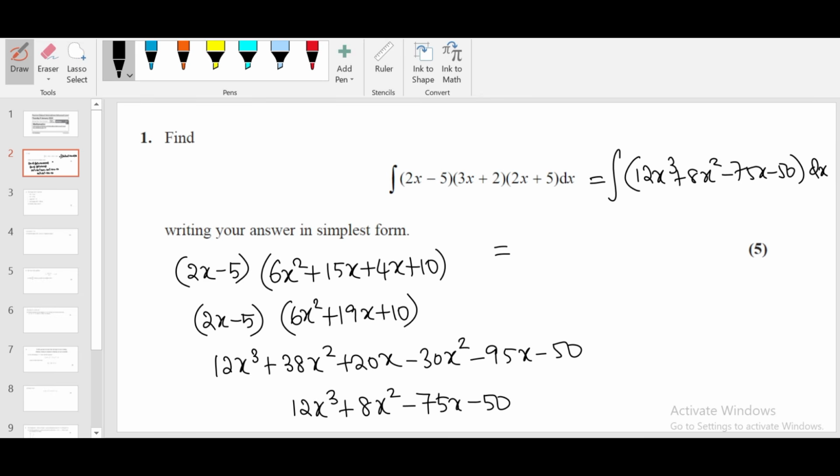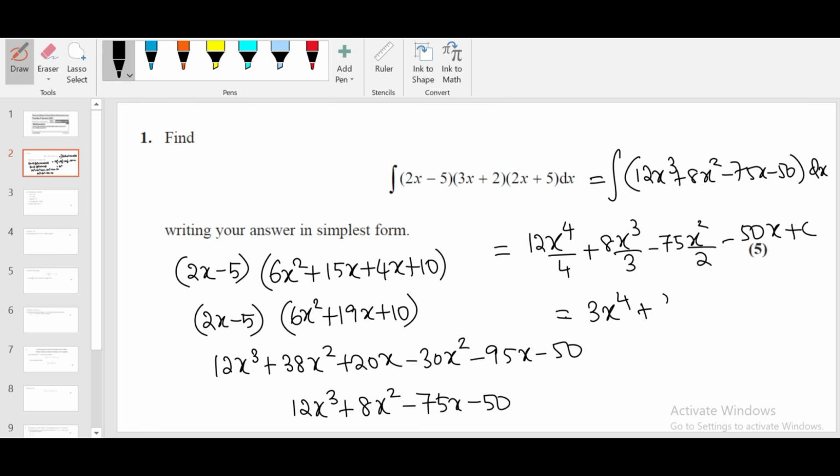which is equal to: the integral of x cube is x power 4 by 4. The integral of x square is x power 3 by 3. The integral of x is x square by 2. The integral of 50 is 50x, plus c. That's all. Simplify it. You will get 3x power 4 plus 8 over 3 x cube minus 75 over 2 x square minus 50x plus c. That's the answer.